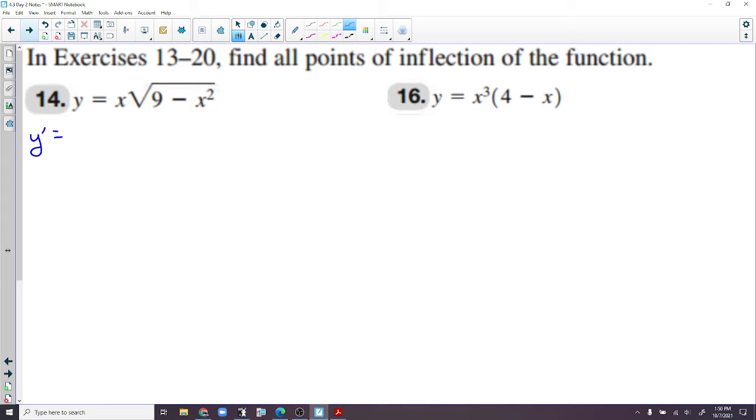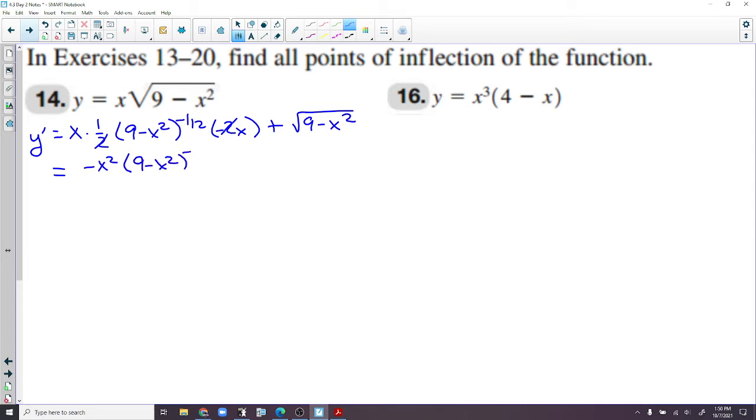Okay, I don't want you to go too far with this because we have to do the second derivative. So first times the derivative of the second, plus the second times the derivative of the first. Now we do want to simplify this a little bit, but I don't want to move that down to the denominator yet. Those cancel. Do we have negative x squared times 9 minus x squared to the negative 1/2 plus, and I should write it like this, 9 minus x squared to the 1/2. Agree with that? Everybody good on that one?